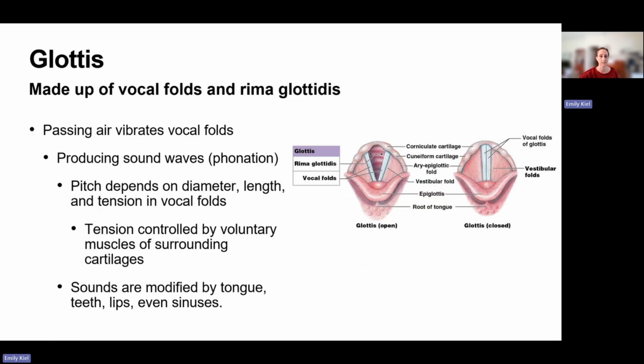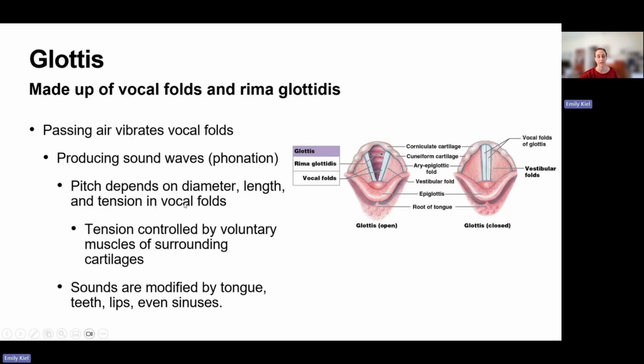Now, your glottis is made up of your vocal folds and your rima glottis. And we can see here in this image, here's your glottis. You've got the rima glottis, which is the actual hole, and then you have your vocal folds, which surround it. And the passing air will vibrate those vocal folds, and that allows for sound waves to be produced. And that process is known as phonation. Comes from the same root word as phonics, if you're aware of that.